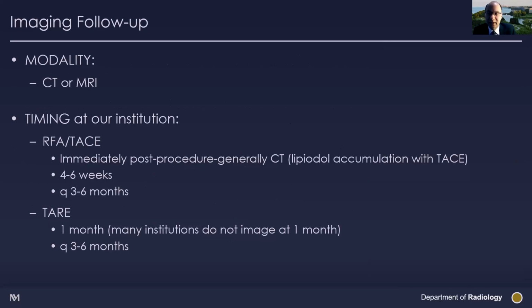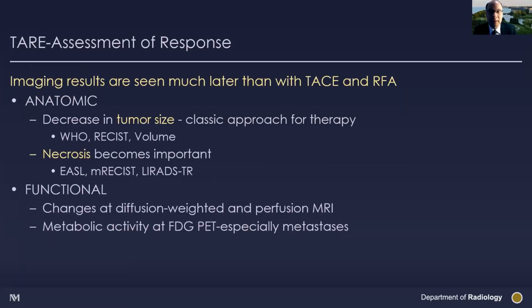Generally with CT, we look at the Lipiodol accumulating with chemoembolization, and then we image at 4 to 6 weeks, and then every 3 to 6 months. In contrast, with radioembolization, we don't image immediately after the procedure, but we image typically at 1 month, although a lot of institutions do not image at 1 month, but image at 3 months, and then every 3 to 6 months. As I mentioned, the imaging results following TARE are seen much later than with chemoembolization and RF ablation.